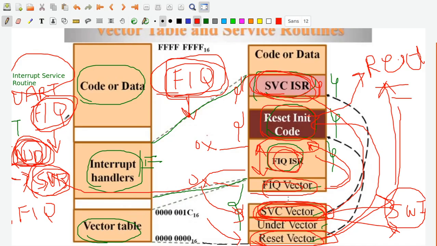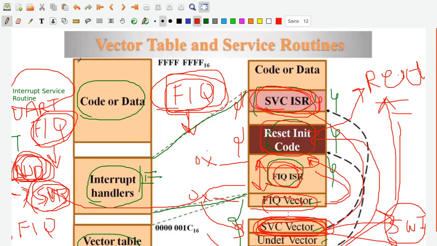Now, whenever that exception is raised, what do you have in the vector table? In the vector table you have certain predefined addresses. Those predefined addresses store the instructions, starting with branch instructions to the respective ISRs. Let me write it here. So the vector table consists of predefined addresses for the various exceptions.